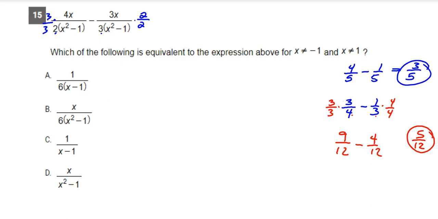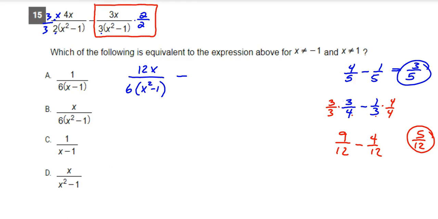So let's do this first part. Let's multiply over here. 3 times 4x is 12x, and on the bottom, I'm going to have 6 times x squared minus 1. And then subtract. Over here on the right-hand side, I'm going to have 2 times 3x, which is 6x, over 2 times 3, which is 6, times parentheses x squared minus 1.